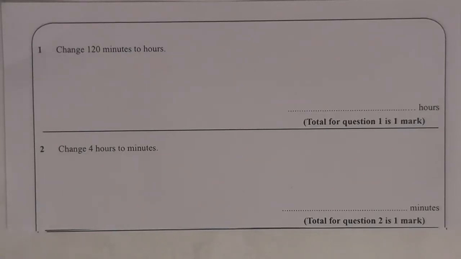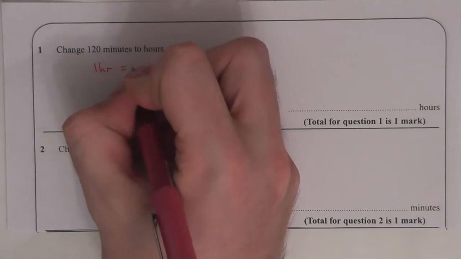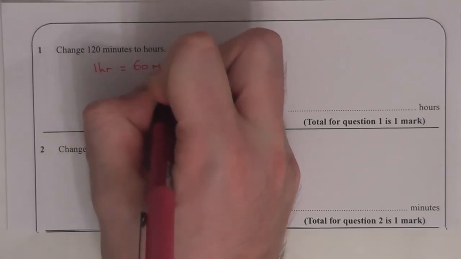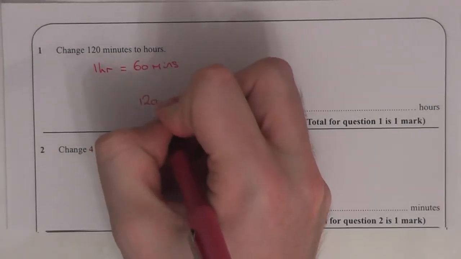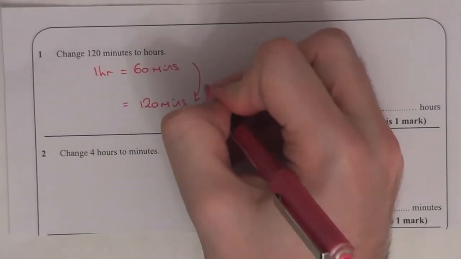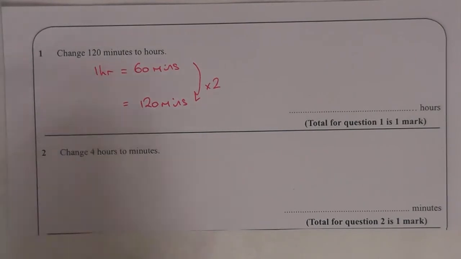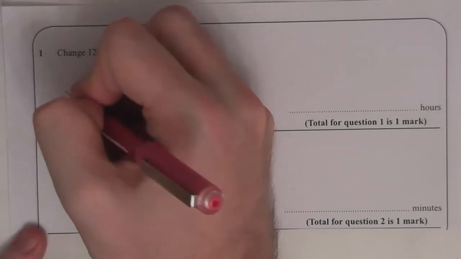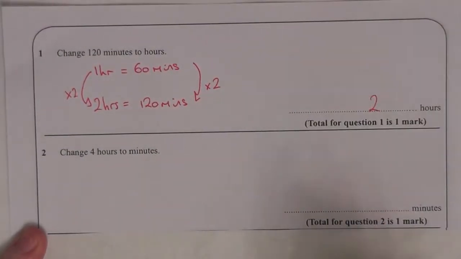Change 120 minutes to hours. Well, we have the basic fact that 1 hour is 60 minutes. And we need to get to 120 minutes. Well, how many lots of 60 is that? 2. So if we've got 2 lots of 60 to get to the 120, then we need 2 lots of the hours, giving us 2 hours overall.